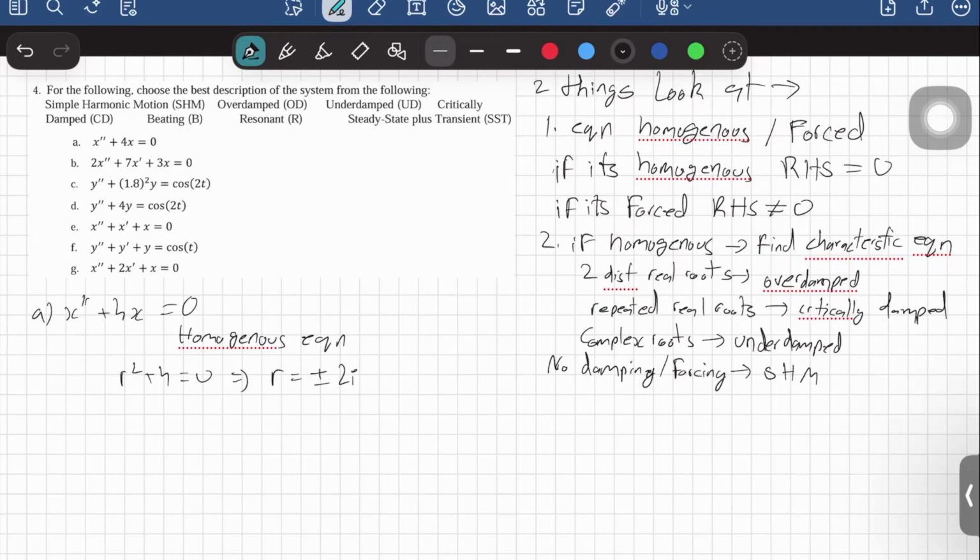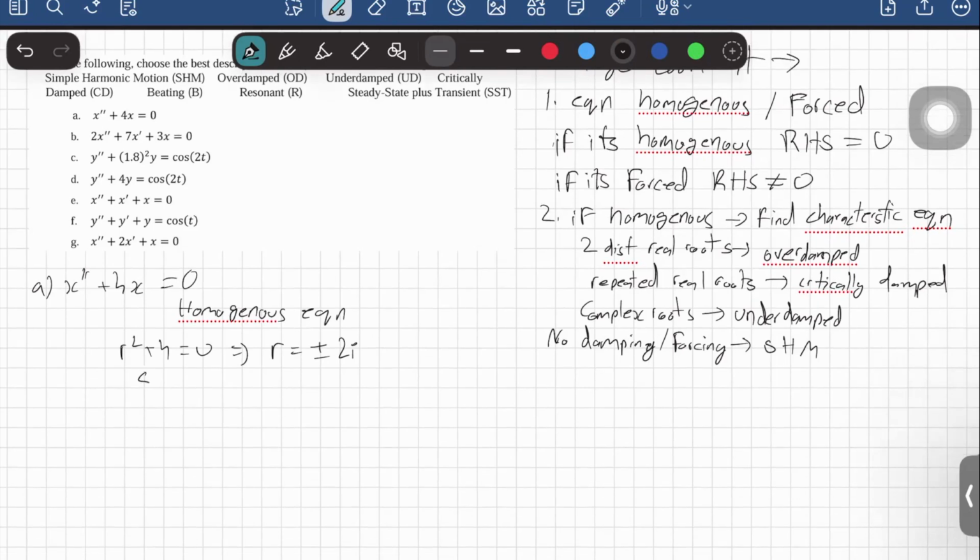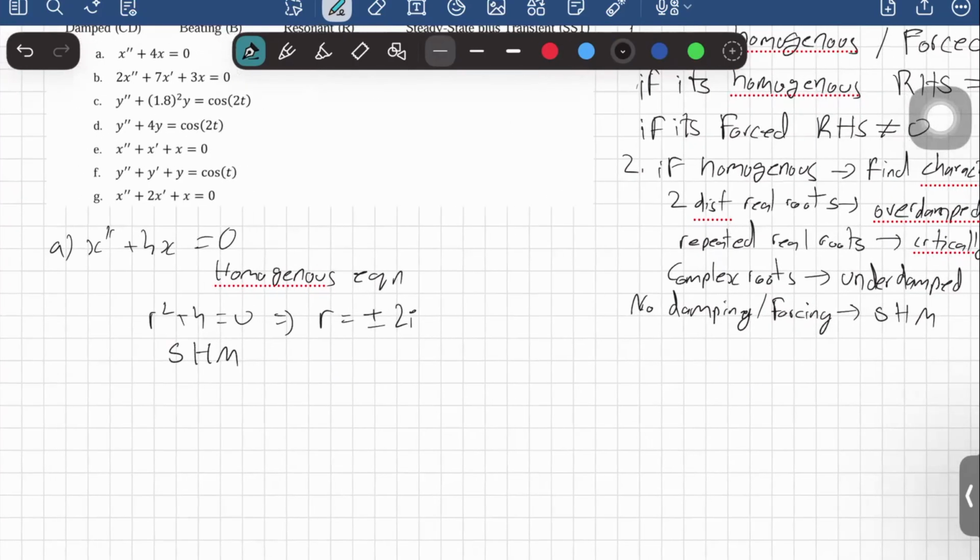Since there is no damping or forcing, this is SHM. Okay, let's look at the next one.